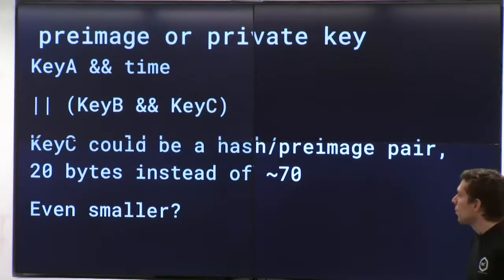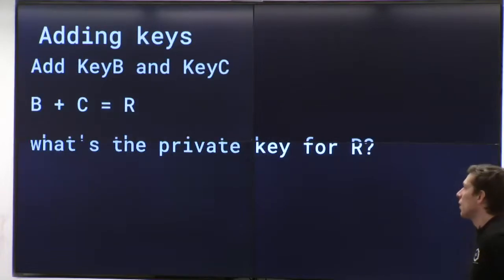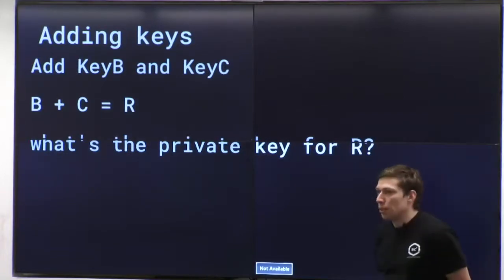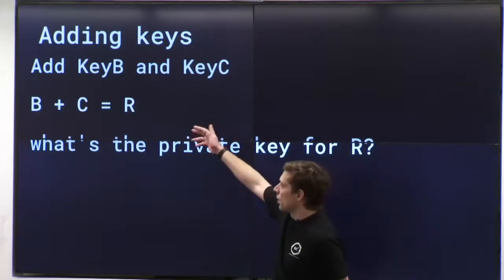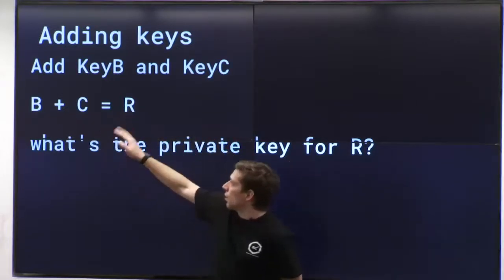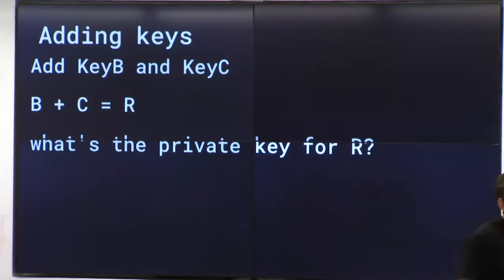So an even smaller way to do it is combine keys. In the elliptic curve that we're using, in all these groups, all these signature schemes, if you add two keys together, you can get a third key. And it's using the addition operation that's defined on this group. So in the case where you have key B and key C, and you add them together to get, say, key R, what's the private key for key R? Anyone? You've got private key B and private key C. You add the two public keys up together.